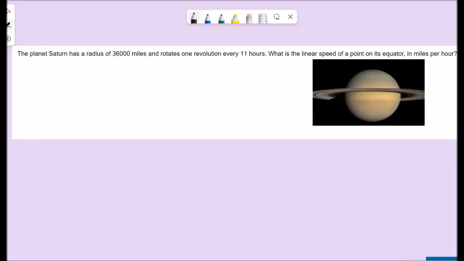So the planet Saturn has a radius of 36,000 miles, rotates 1 revolution every 11 hours. What is the linear speed of a point on its equator in miles per hour? So on its surface, this looks a little bit more intimidating than the Tom problem, but it's really not. We just have to do one extra step here. So we're still going to do distance divided by time.